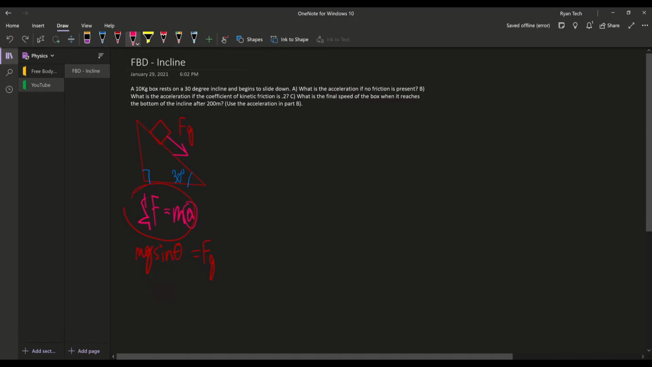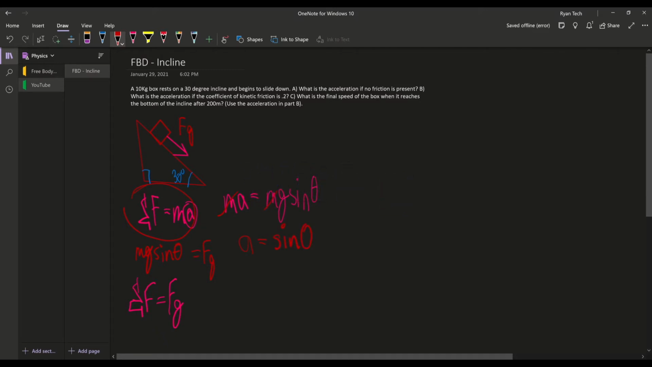Now we know that the only force we have, because there's no friction, is Fg. So sigma of F is in fact equal to Fg. But we also said that sigma of F is equal to ma. So we could say that ma is equal to mg sine of theta. Now we could cancel out the m's, and we get left with a is equal to g sine of theta.